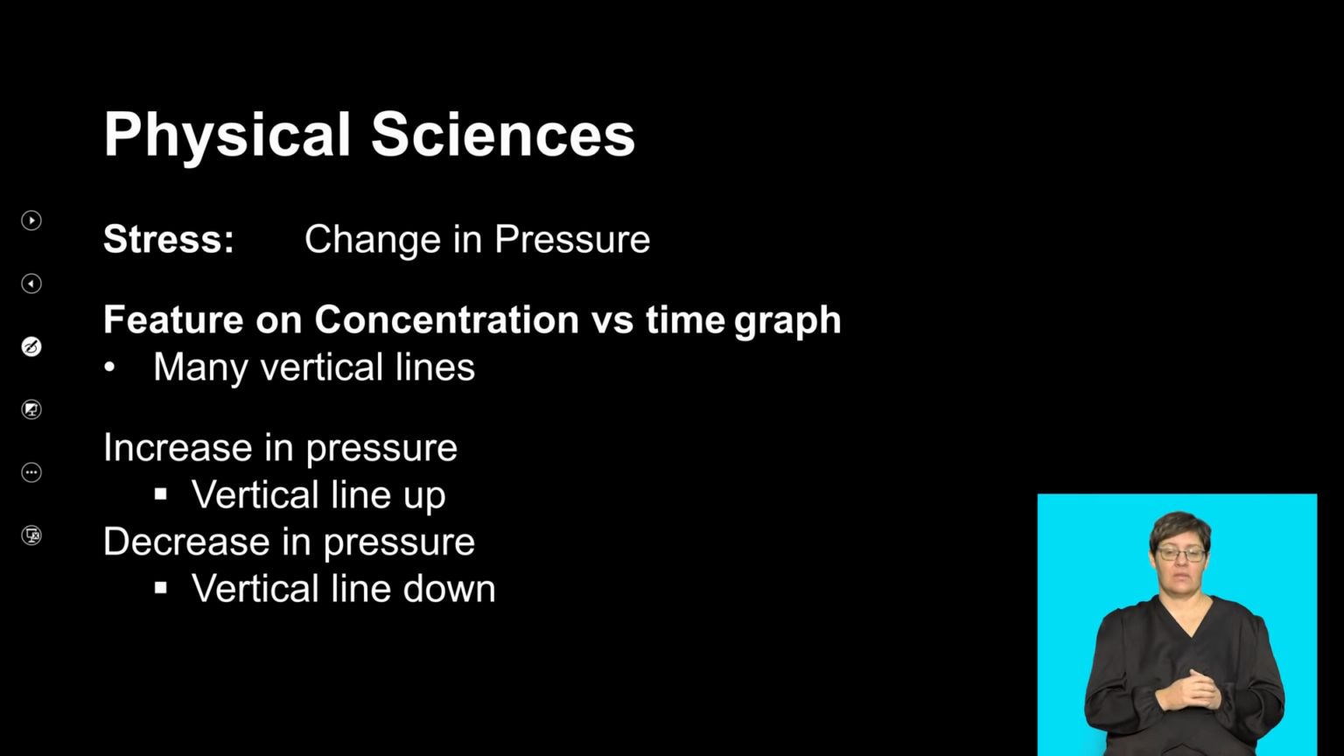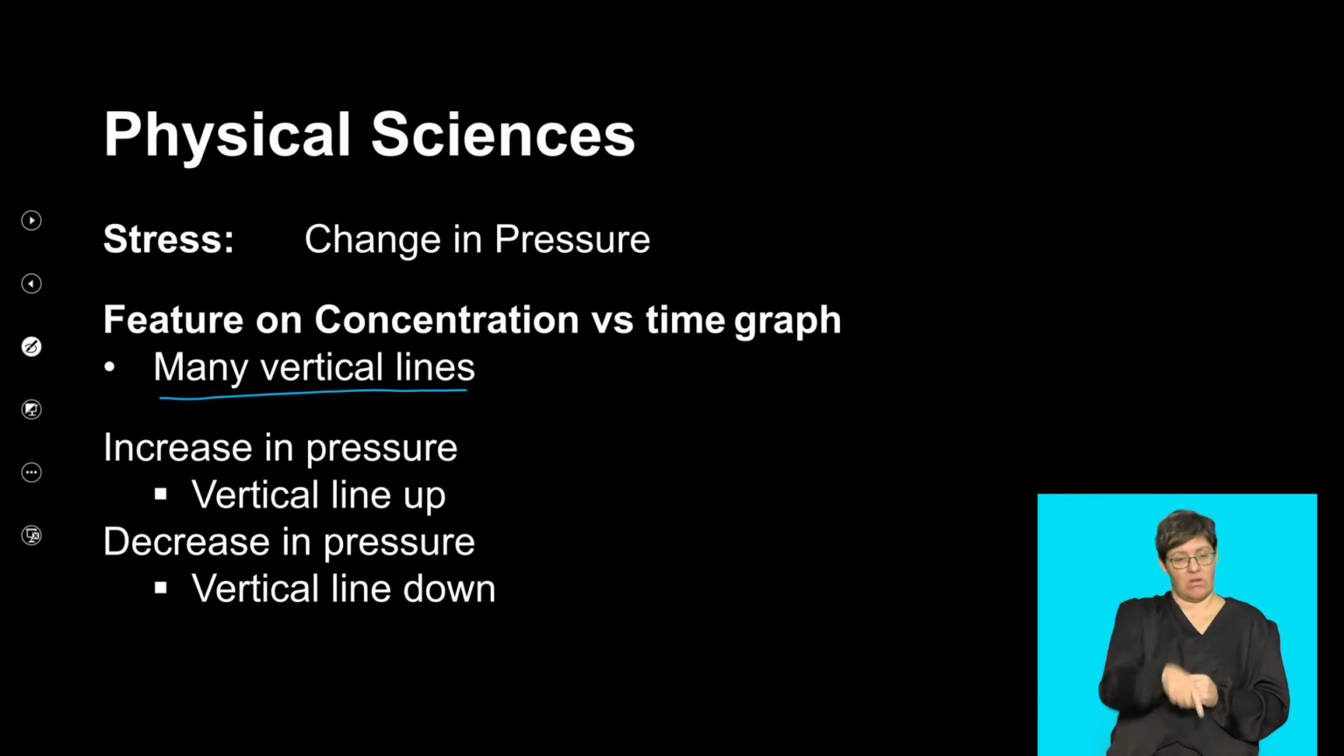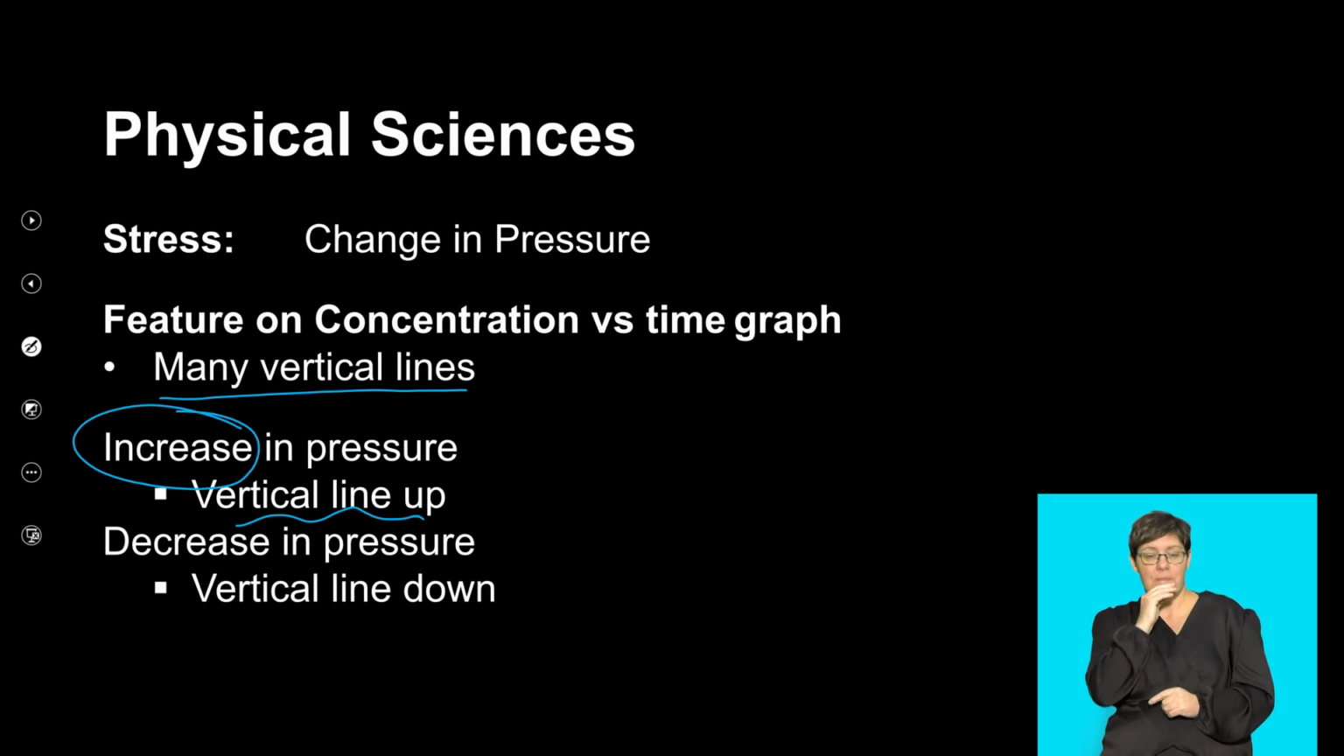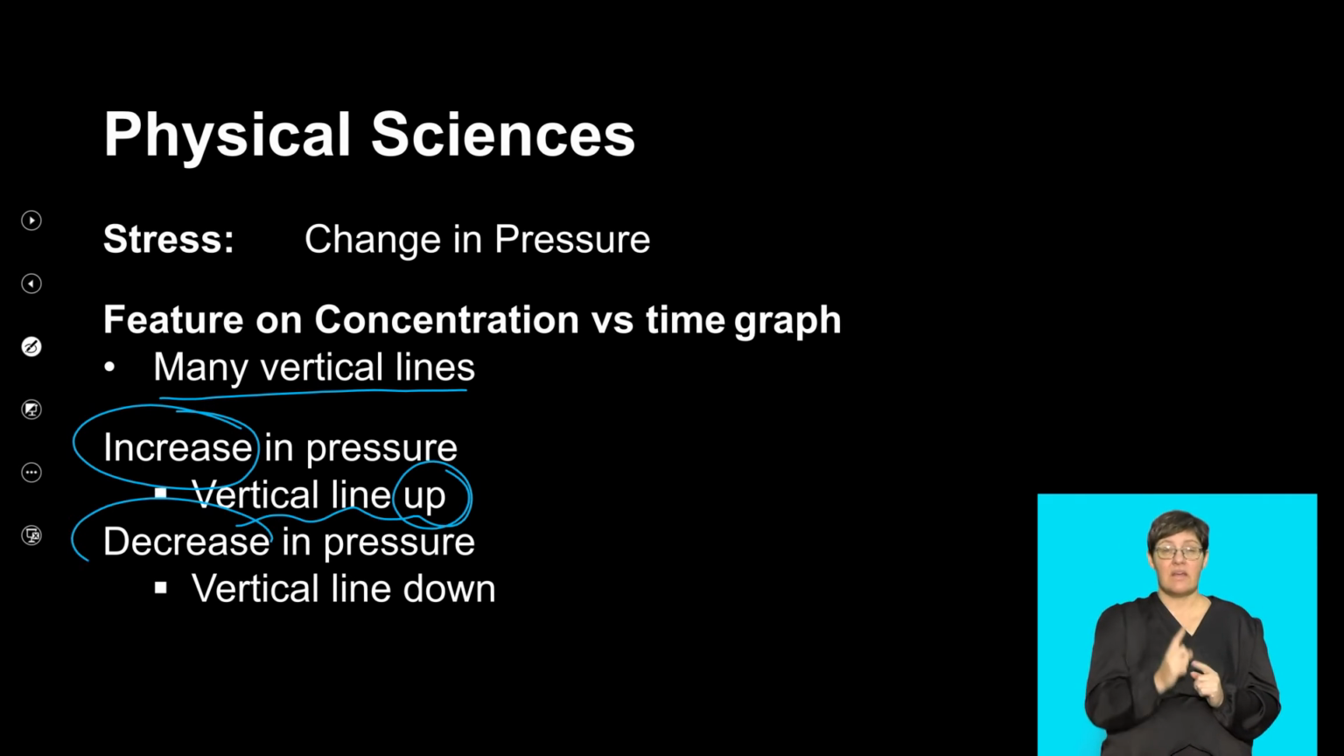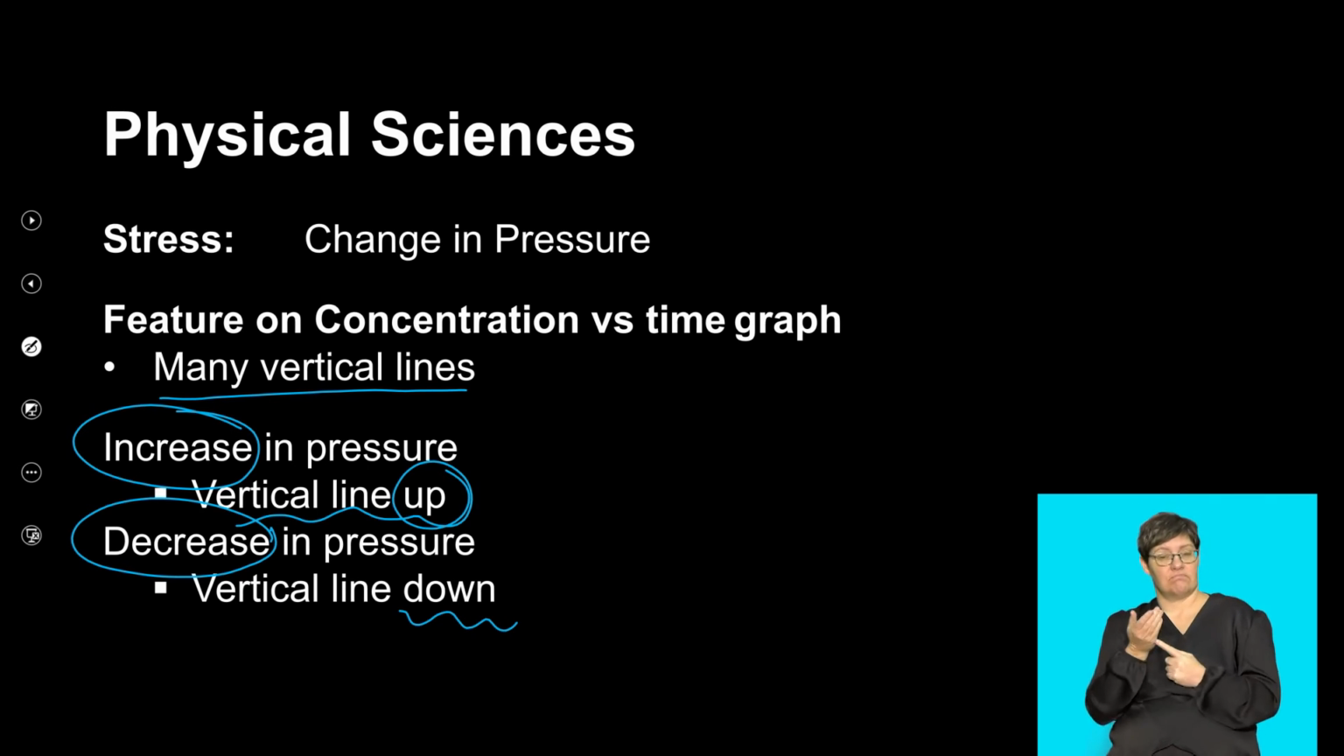Right. When we look at the stress of change in pressure, the feature on the concentration time graphs, there's always many vertical lines. If the pressure is increased, those vertical lines will be up. If the pressure is decreased, the vertical lines will be down. And then only we show the effect of equilibrium.